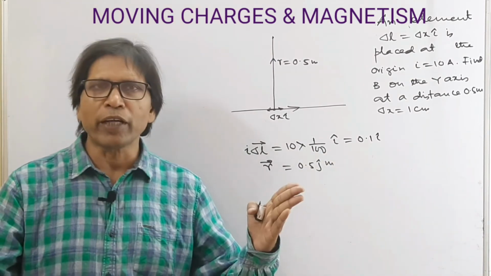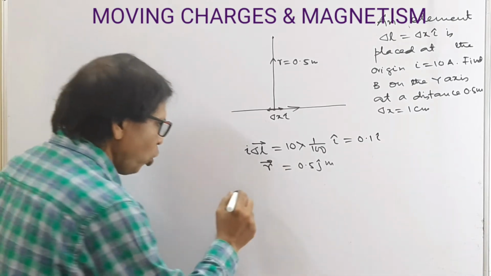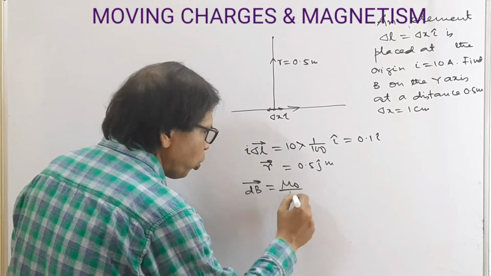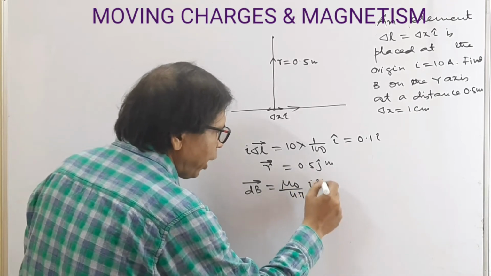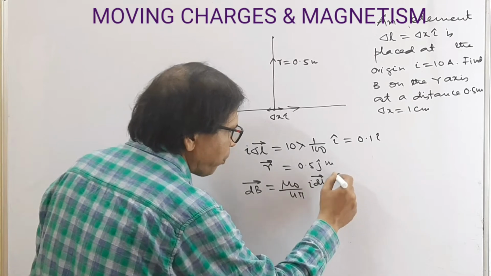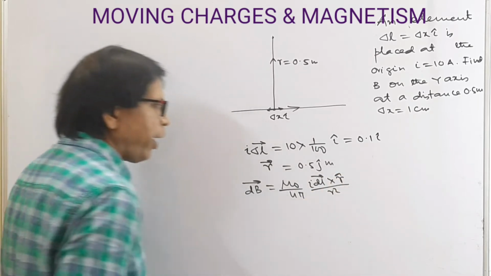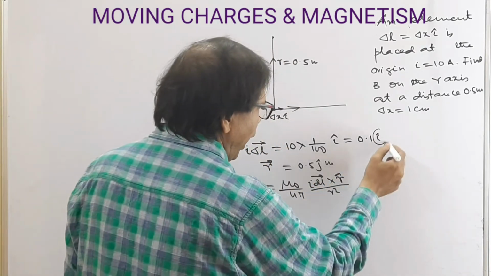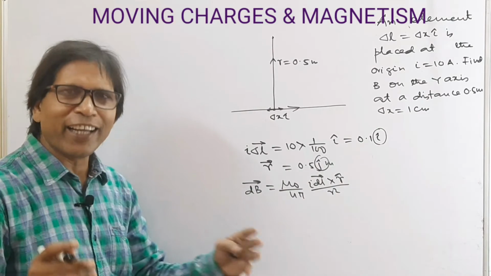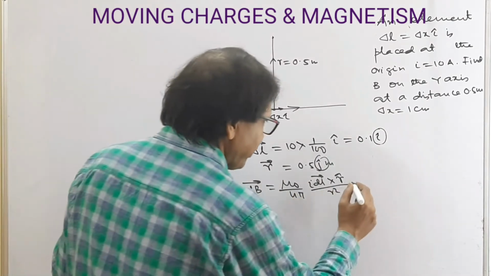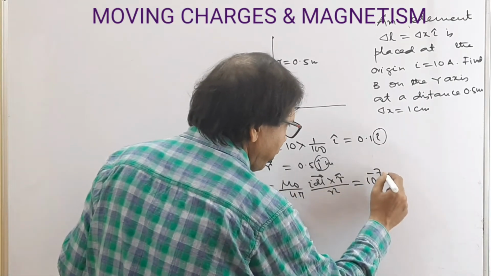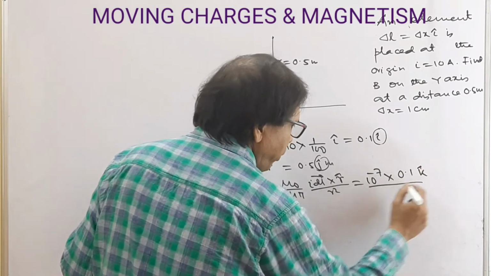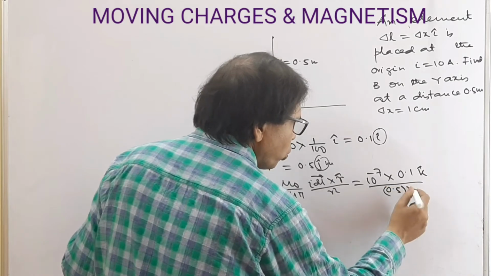Now we have to calculate the magnetic field. So dB vector equals mu naught by 4 pi, I dl vector cross r cap divided by r squared. Now look at this, i cross j equals k. So this is 10 to the power minus 7 and this is 0.1 k cap divided by 0.5 whole squared.